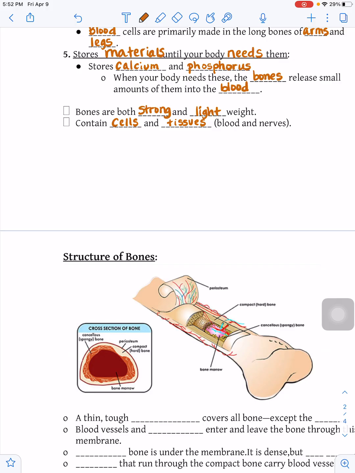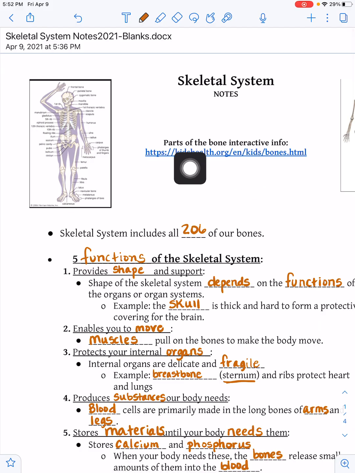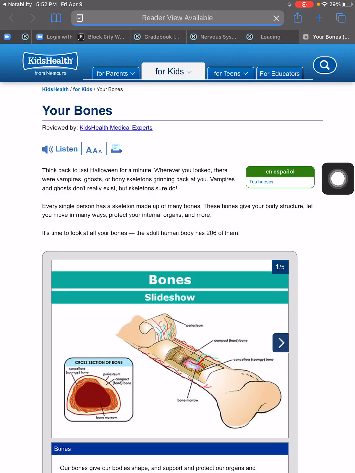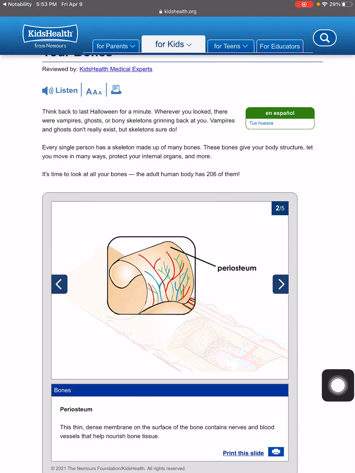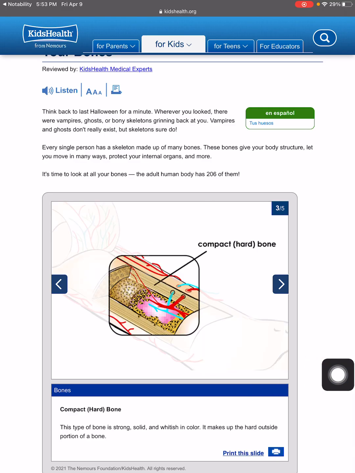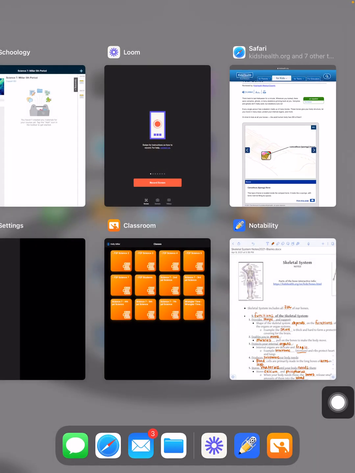All right, so I wanted to talk about the structure of bones because they're not just hollow items. They're not just empty inside. They are full of other substances, as we've been talking about. So at the top of your notes, there is this website. You can go and look at the parts of the bone interactive, and it gives you different pages and different bits of information that talk about what different parts mean, the periosteum, compact bone, and it shows you those things. So I just wanted to bring that to your attention, that you could go and look at that for further information.